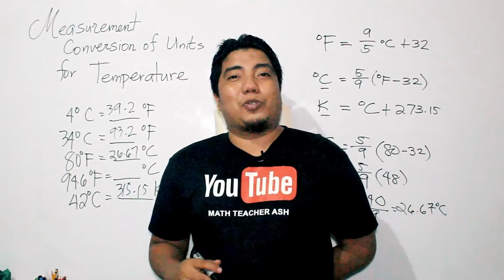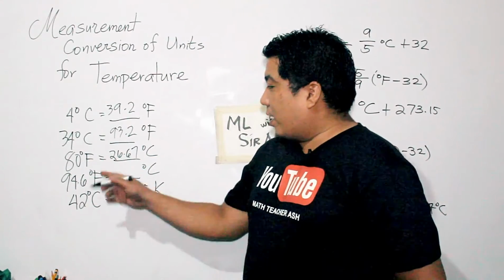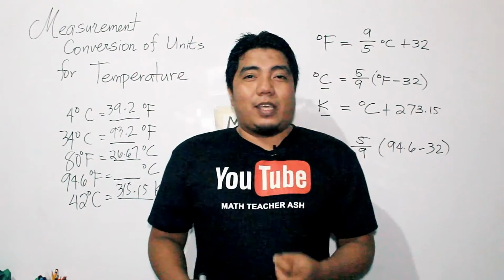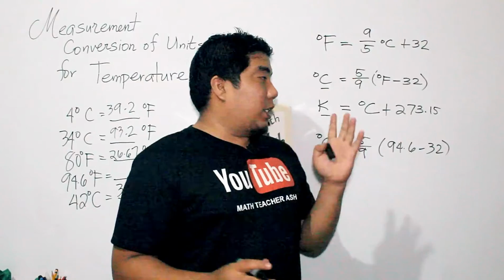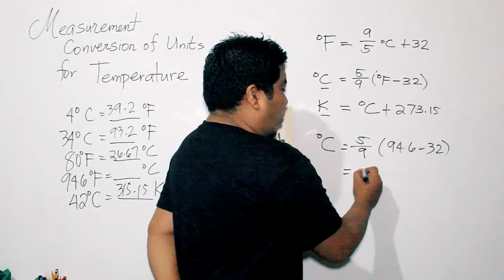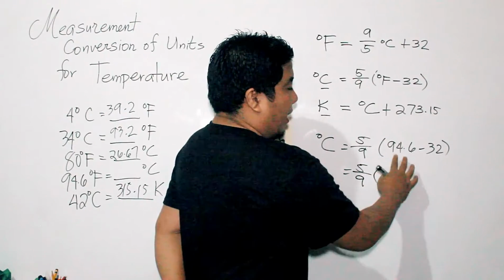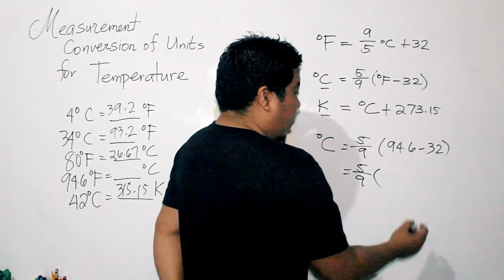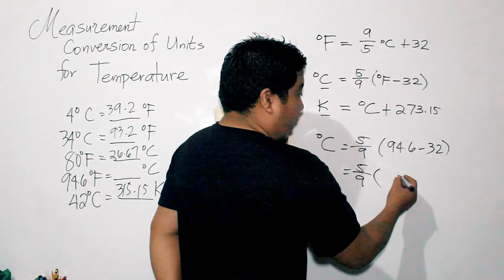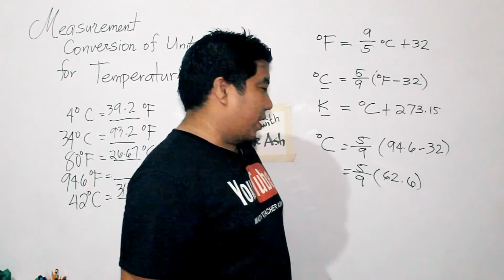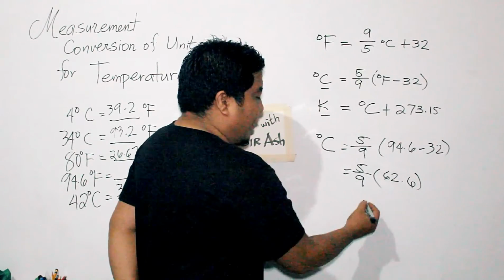degrees Celsius. Easy, right? Now, let's go to 94.6. For our last example, we have 94.6 minus 32. So, what we do is we subtract 32 from 94.6 first. So, that will give us 5 over 9. And then, the result for 94.6 minus 32 will give you 62.6. Okay? And then, you multiply it by 5.